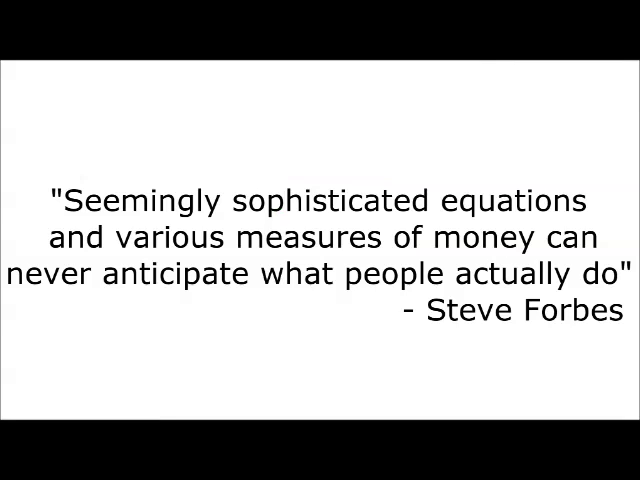With all that we know about economics, and the degree to which we continue to study it today, why hasn't the Federal Reserve's quantitative easing strategy produced results? Forbes puts it best when it says, "Seemingly sophisticated equations and various measures of money can never anticipate what people actually do." Quantitative easing is supposed to be a reaction to market trends that produces favorable economic results, but people are unpredictable. Attempting to keep the value of the dollar stable is a much safer approach than trying to adjust the dollar's value based on economic trends.